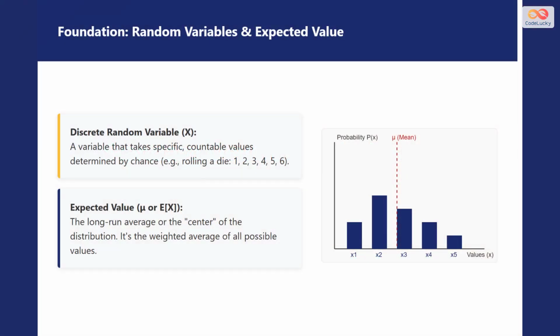First, a quick refresh. A discrete random variable, denoted by X, represents outcomes that we can count, like rolling a die. Associated with this is the expected value, or mean, denoted by mu. This is simply the long-term average if we repeated the experiment many times.